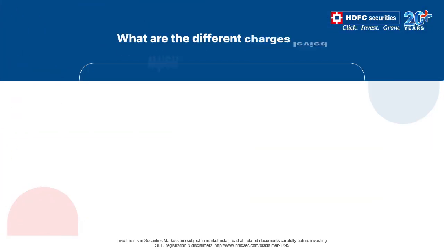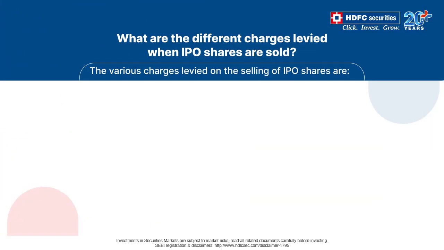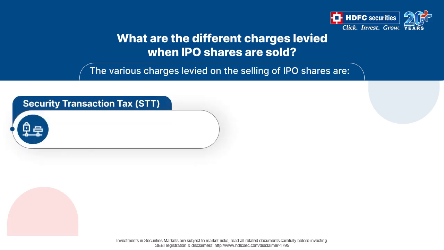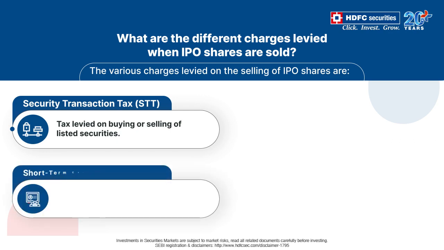The different charges levied when you sell the shares bought through an IPO are as follows. Securities Transaction Tax (STT). STT is a direct tax levied when you buy or sell securities listed on the recognized stock exchanges in India. Short-term capital gain tax (STCG). It is a tax levied on capital gains, which are profits gained from the sale of an asset held for a short period.